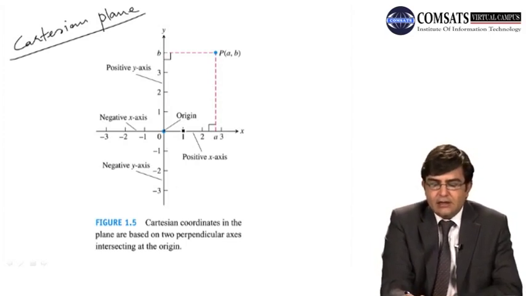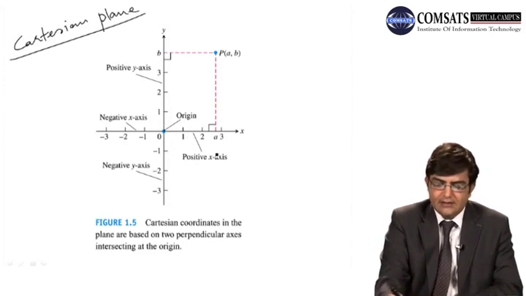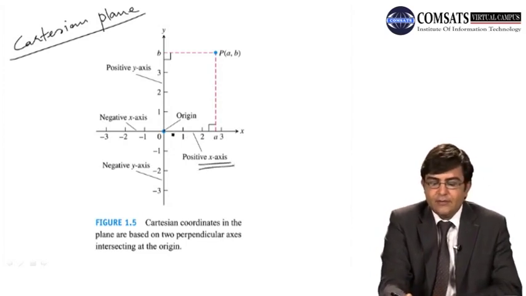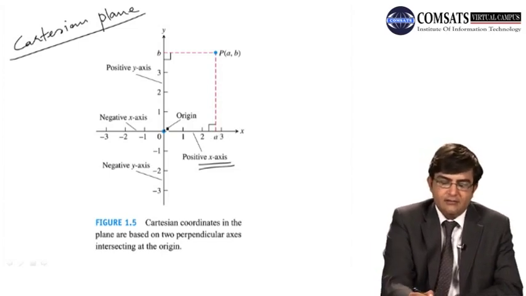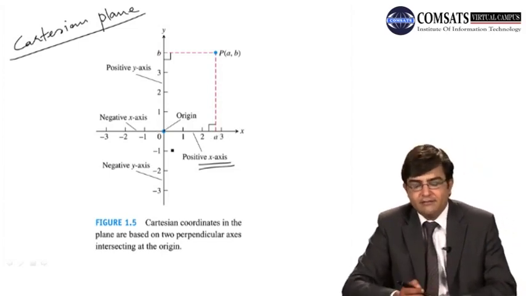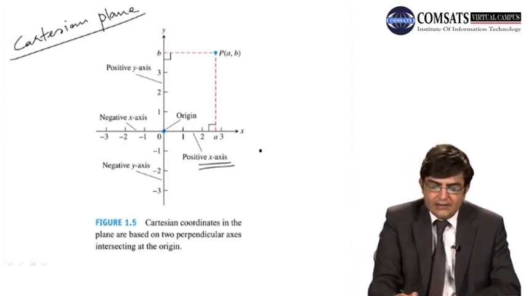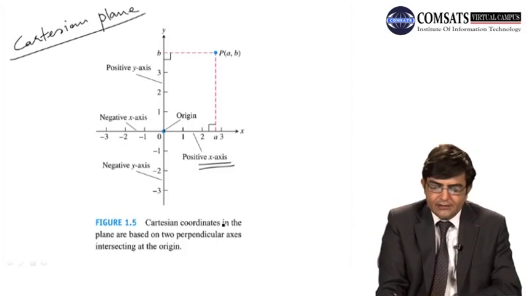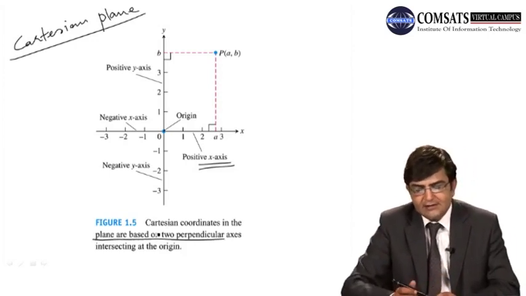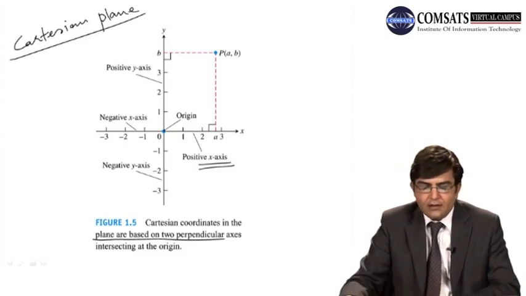The positive x-axis basically contains positive real numbers. Here we have positive, here we have negative, and here we have negative y numbers. These Cartesian coordinates in the plane are based on two perpendicular axes intersecting at the origin.